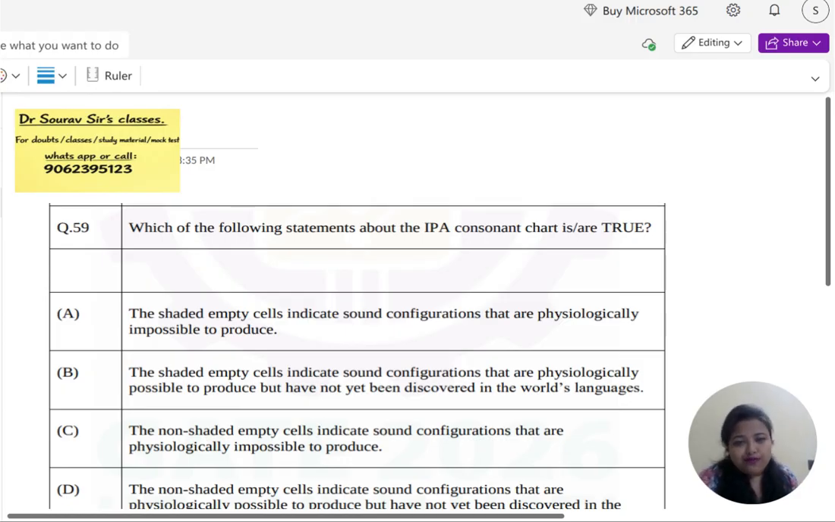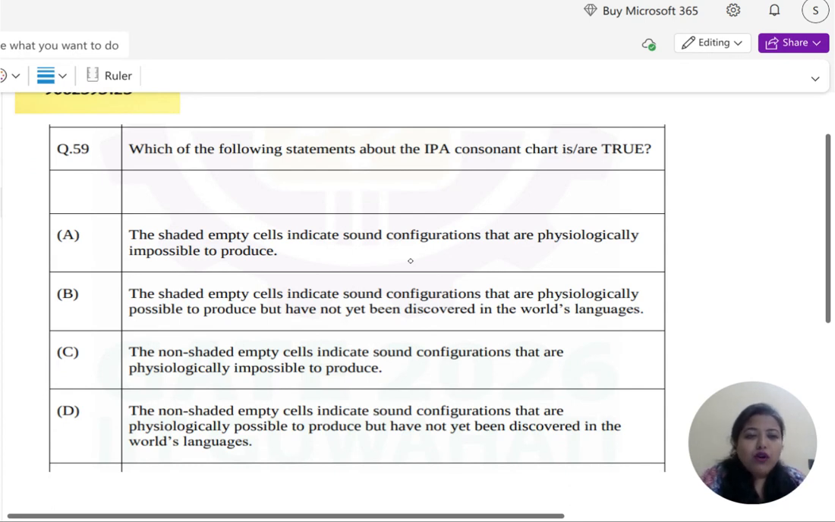Now let's focus on the question. Which of the following statements about the IPA consonant chart is or are true? The shaded empty cells indicate sound configurations that are physiologically impossible to produce. The shaded empty cells indicate sound configurations that are physiologically possible to produce but have not yet been discovered in the world's languages. The non-shaded empty cells indicate sound configurations that are physiologically impossible to produce. The non-shaded empty cells indicate sound configurations that are physiologically possible to produce but have not yet been discovered in the world's languages.